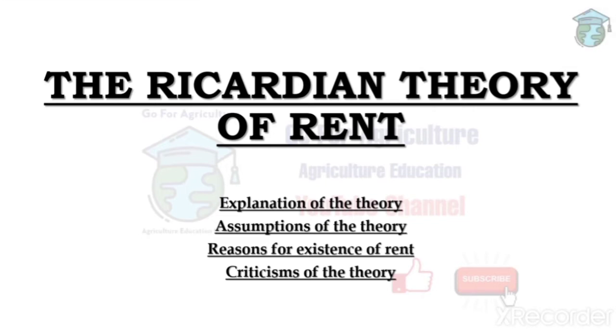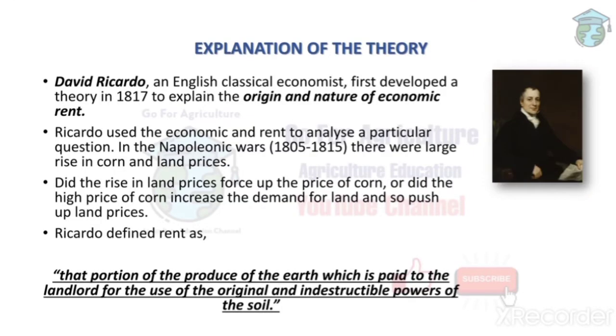First is the explanation of the theory. An English classical economist, David Ricardo, first developed this theory in 1817. He developed it just to explain the origin and nature of economic rent. If we see how he got to develop this idea: during 1805 to 1815, people basically used to grow corn on land, on some acres of land.